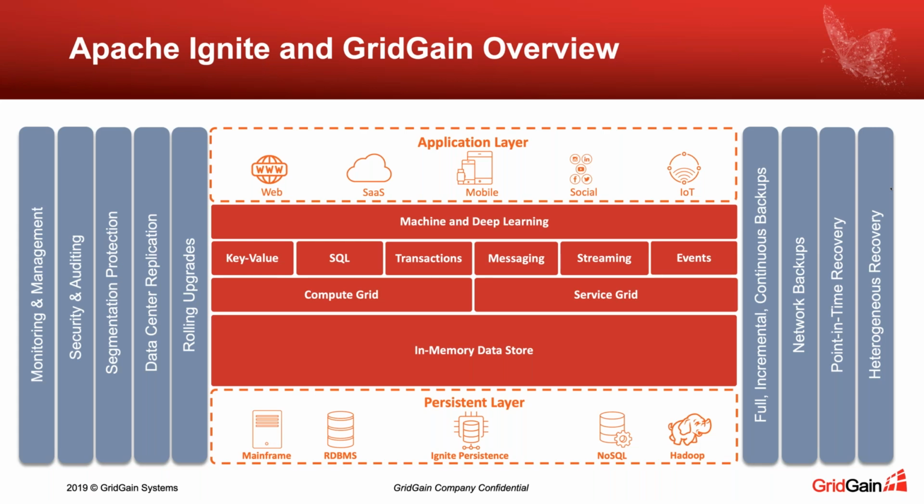On top of the storage, we have a variety of APIs, which are used for a vast amount of use cases. We have compute grid, it's our MapReduce. We have transactions, SQL, key value, machine learning, and deep learning, starting with Ignite 2.7.